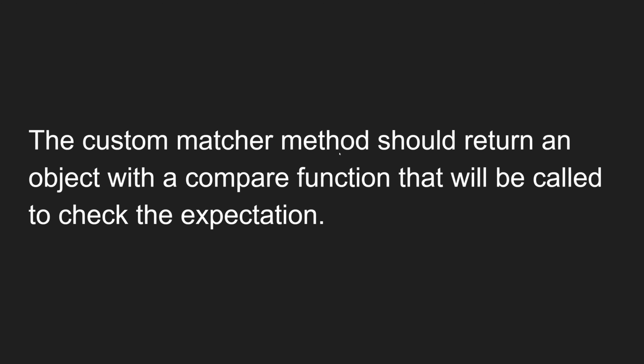The custom matcher method should return an object. Whenever you define a custom matcher method, it should return an object, and in that object you need to have a property with the name compare, and that compare should be a function. So the custom matcher method should return an object with a compare function. That compare property's value is a function that will be called to check the expectation. Whenever you call this custom matcher, this compare function will check the expectation.